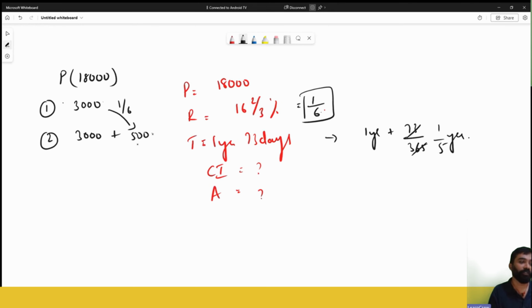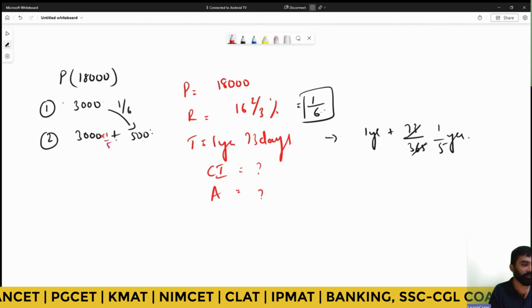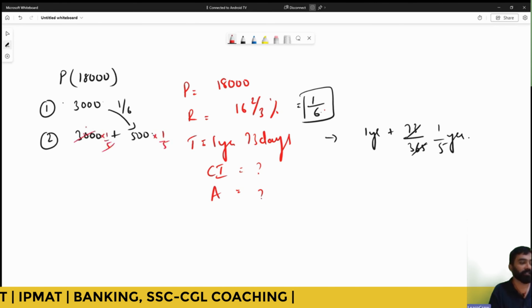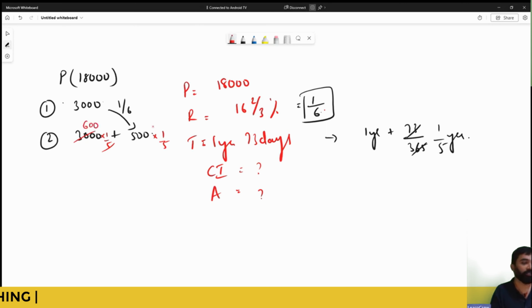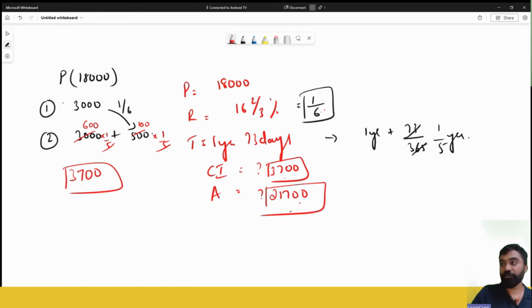500. Okay. Now here, are you going to take this entire amount? You have to divide that by 5, into 1/5, into 1/5. Now this cancels. How many times? 600. This one 100. Now the answer becomes 3,700. Now this is the compound interest. Now if this is the compound interest, what's the actual amount? 21,700. Clear? Any confusions? Online?